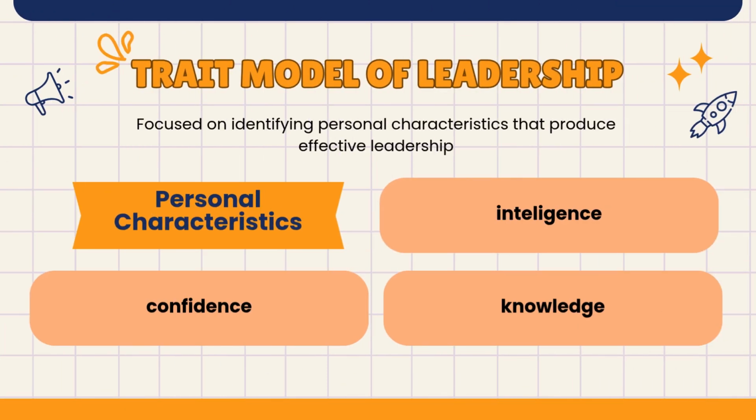Trait model of leadership. The trait model looks at personal characteristics like intelligence, confidence, and knowledge that are linked to effective leadership. But having these traits doesn't always guarantee success. Trait and behavioral models are useful, but they don't account for the environment. A leader might have the right qualities, but still struggle if the situation doesn't fit. That's why we also need contingency models.